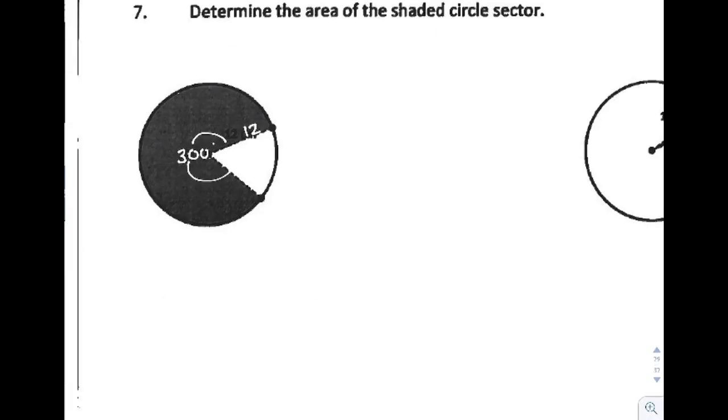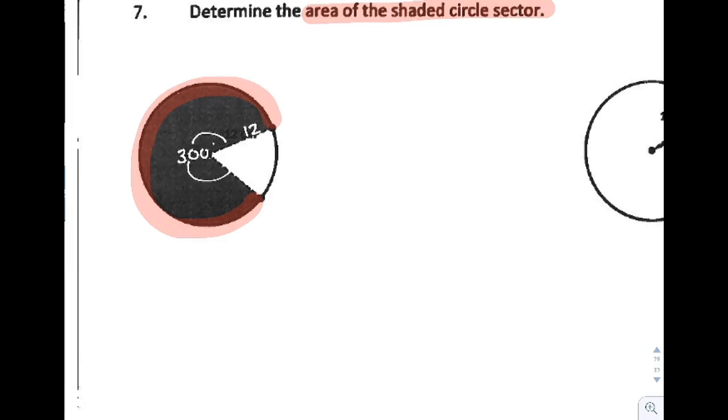So I rewrote the 300 and the 12 because it's hard to read on my paper, probably easier to see on yours. There's a major arc formed by an angle of 300 degrees along the outside there. So we have a 300-degree angle. We have a radius of 12, and it wants us to find the area of the sector. So we want the darkened pieces of pizza rather than the white piece. We want everything else except for that white piece.